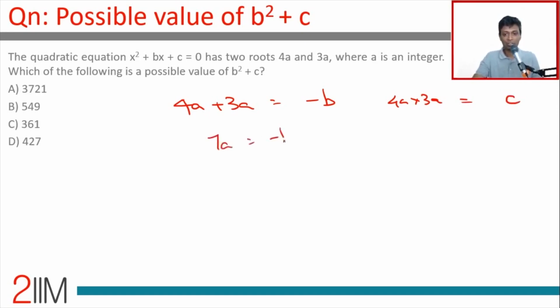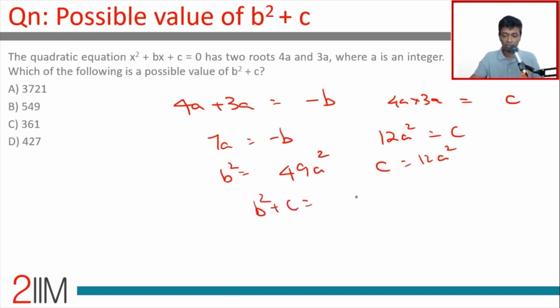So 7a is minus b. 12a square is c. b square is 49a square. c is 12a square. If we add these two, b square plus c is 49a square plus 12a square, which is 61a square. So our answer should be a multiple of 61 and should be a perfect square. Perfect square into 61 should be one of these.